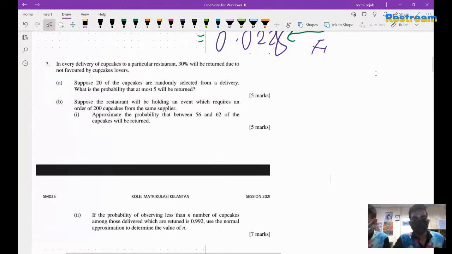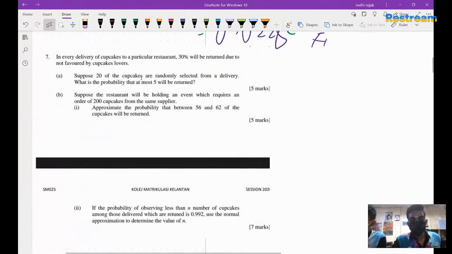So, hello there. In this question 7 from KMKT, the question says that in every delivery of cupcakes to a particular restaurant, 30% will be returned due to it not being favored by cupcake lovers. Okay, then we can read our question A. It says that suppose 20 of the cupcakes are randomly selected from a delivery, what is the probability that at most 5 will be returned?